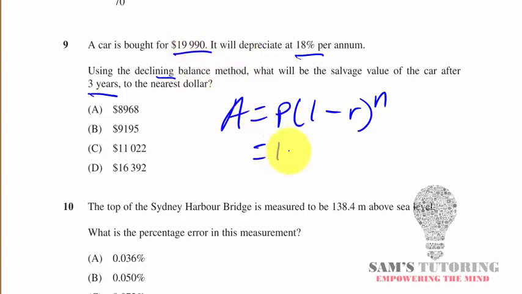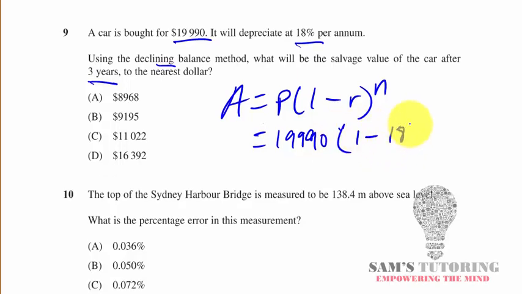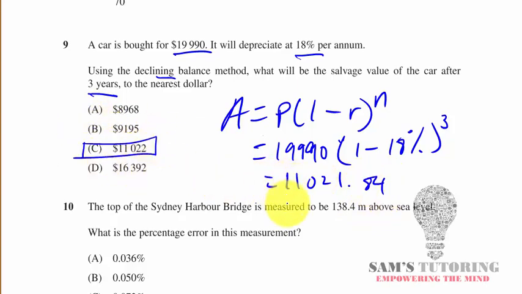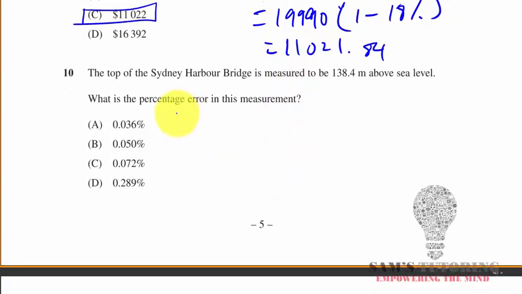A car is bought for 19,990. 1 minus 18% to the power of 3. And that gives me 11,021.84, which obviously rounds to 11,020. So good? Move on. Percentage error.